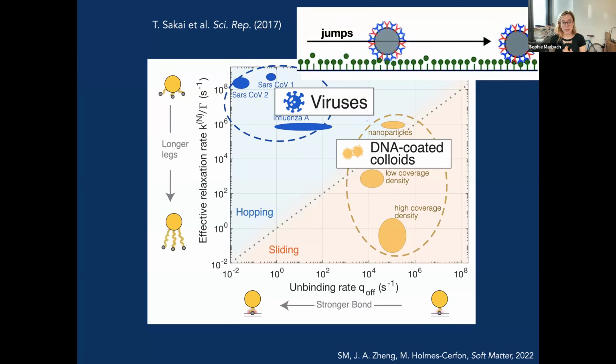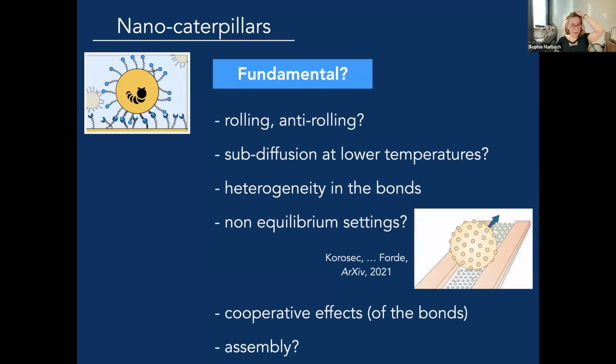Now, viruses don't just hop. And indeed, they found other strategies to move. For example, they can roll, but they can roll by actively cutting the bonds that have been formed, which is an out of equilibrium form of motion that is, for example, a perspective of this work. I am done for now. I find nanocaterpillars fascinating objects, and they raise a lot of fundamental questions on how they move in a nice context.